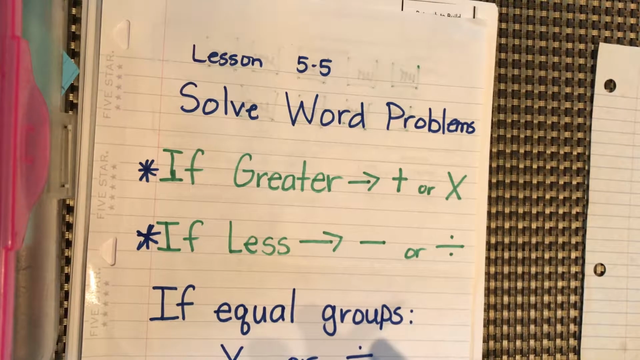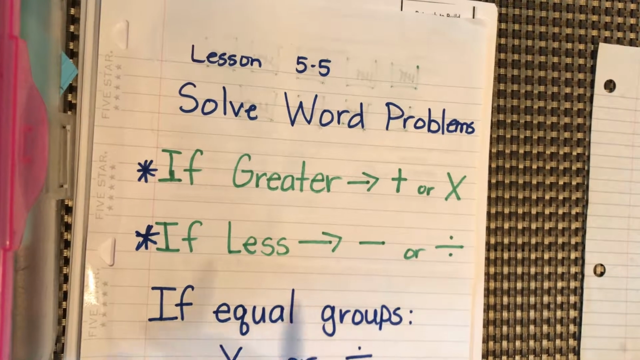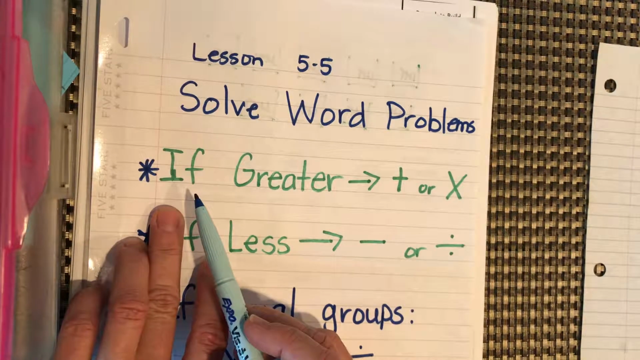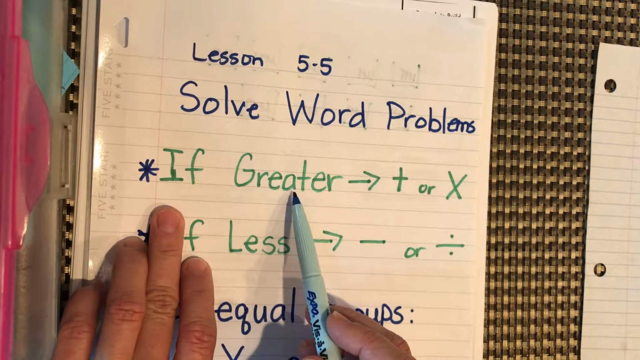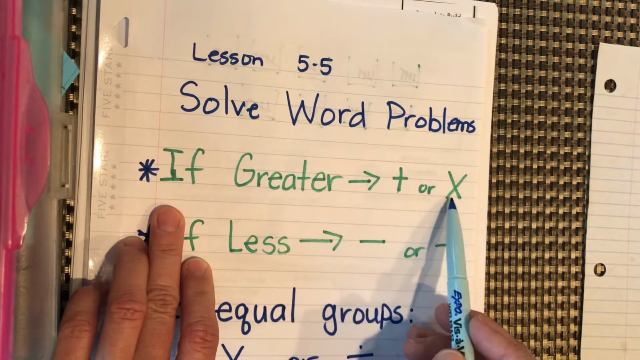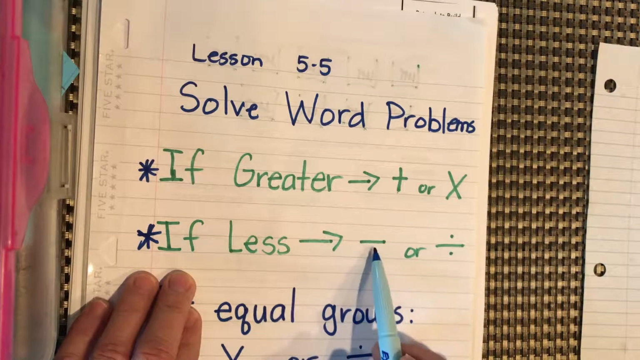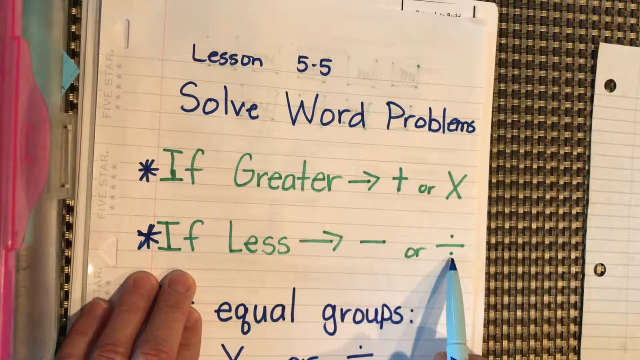Okay, lesson 5-5, solving word problems. Okay, we know that if we take the largest number in our word problem, if our answer is going to be greater than that number, we are going to add or multiply. If our answer is going to be less, we are going to subtract or divide.